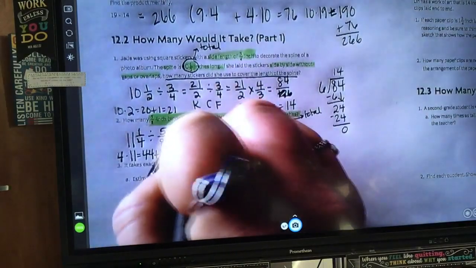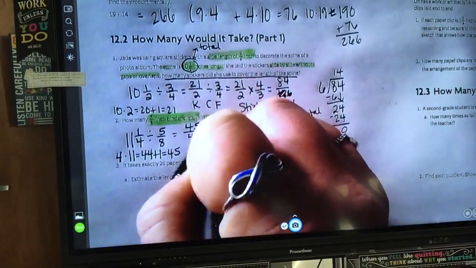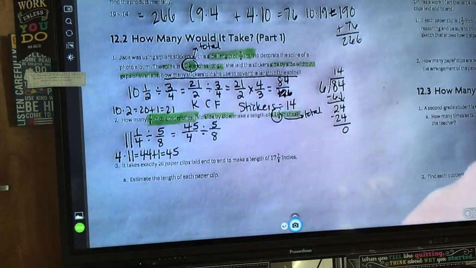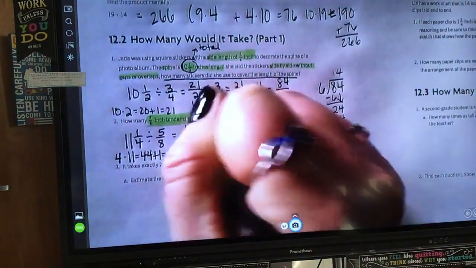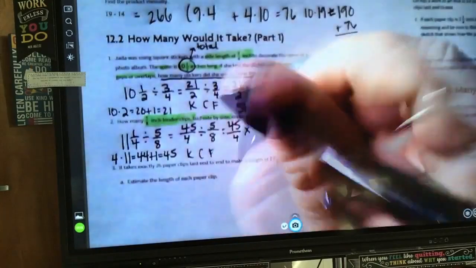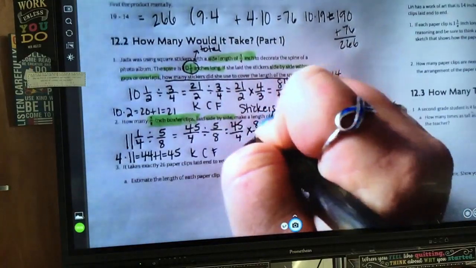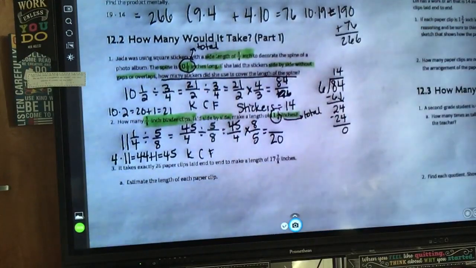All right, so I have 45/4 divided by 5/8. Am I ready to start the change flip? Yes. So I keep my first fraction, change my operation, and flip my second fraction. All right, I know my bottom number is 20. Stand up when you know what 45 times 8 is.